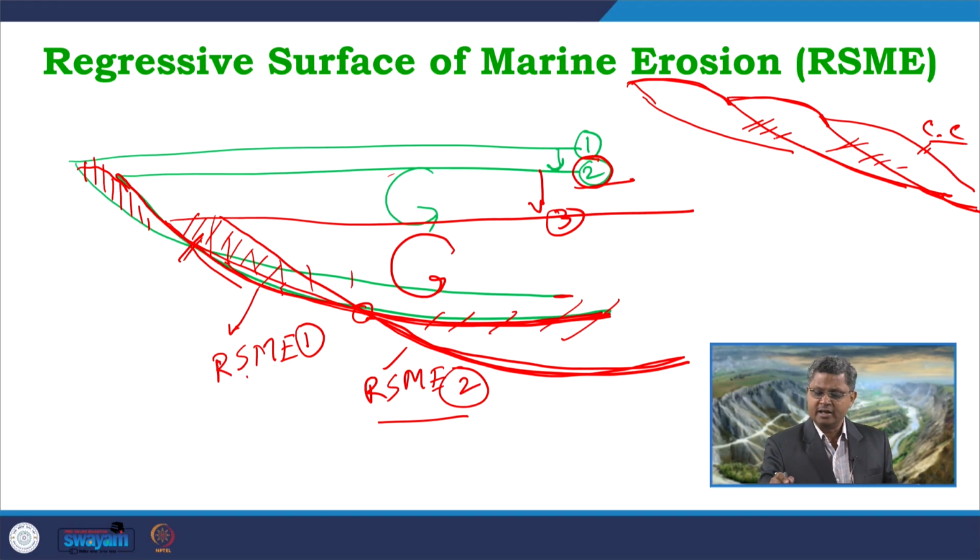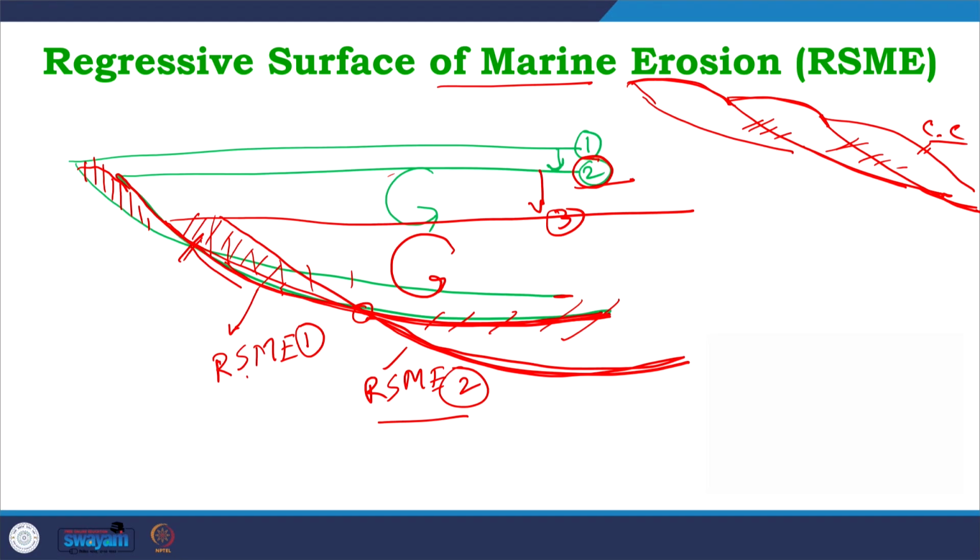So, definitely this package will form in the marginal marine to shallow marine part. Definitely it will not be found within the continental part; it cannot form, it cannot get preserved in the continental part where fluvial incision is going on. So, the name itself indicates it is the regressive surface of marine erosion. So, it is about the wave refinement process, the wave erosion process.